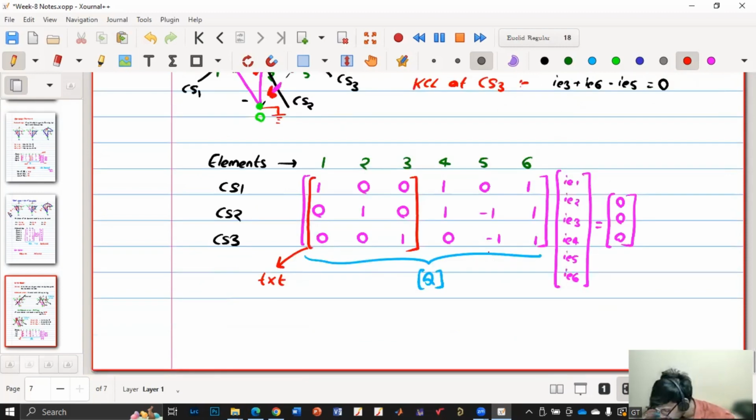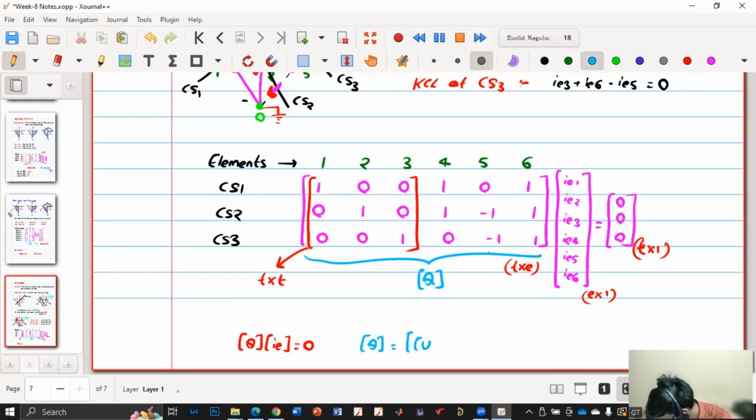So the Q matrix size will be T cross E, because the number of cut sets is equal to the number of twigs. This is E cross 1 and this is T cross 1. So if we write the equation, we will have Q matrix times IE equals 0. Also, the Q matrix can be written as the twigs identity matrix followed by the Q links matrix. So this is called the identity matrix.